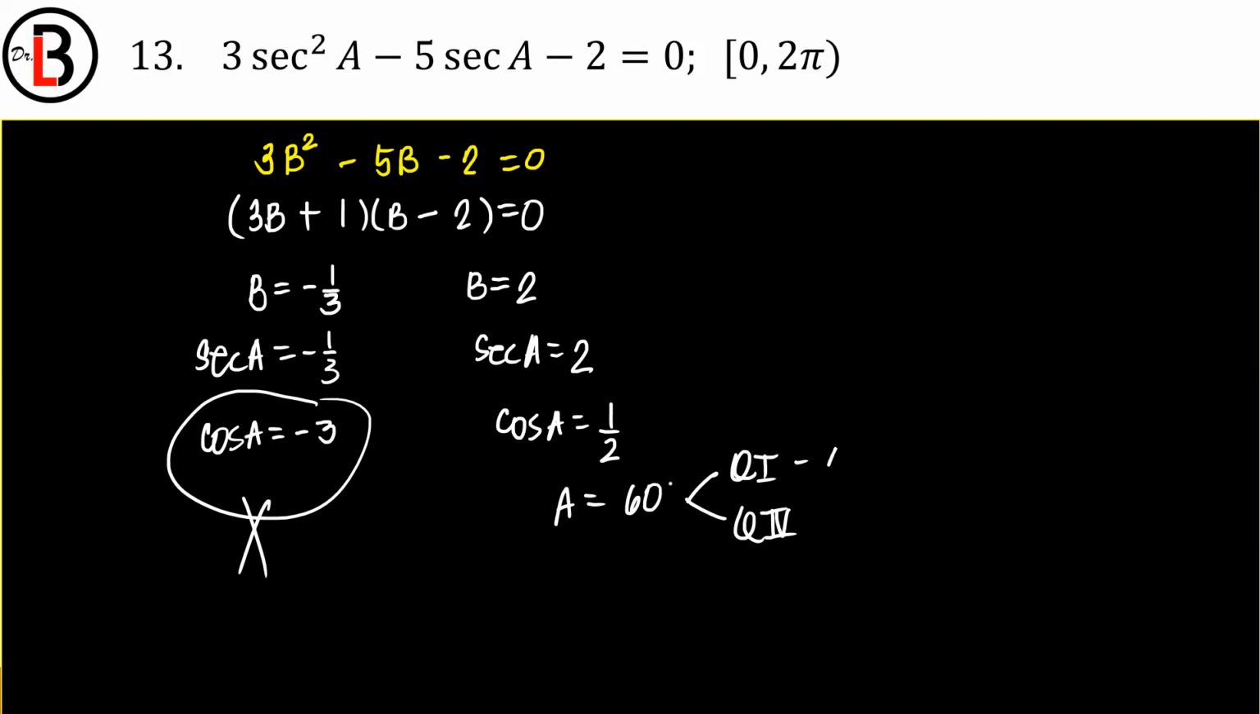So what is 60 in quadrant 1? It's 60. 60 in quadrant 4 is 300 degrees, right? Since it says here from 0 to 2 pi, you can just convert this. So that's pi over 3, and then 5 pi over 3. Those are the two answers because it says here only from 0 up to 2 pi.